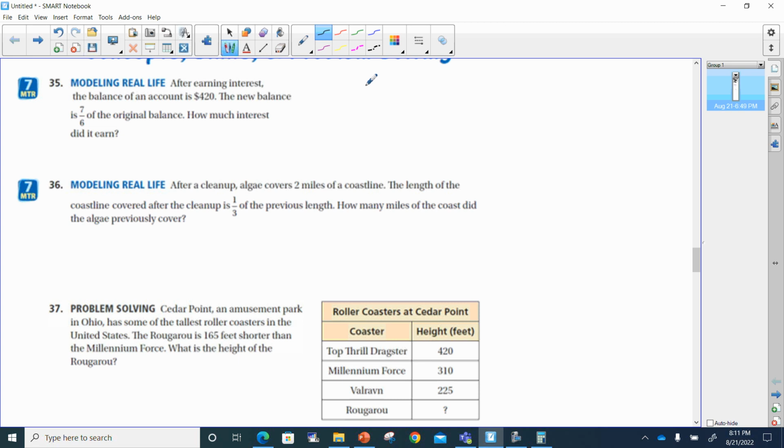Well, I know that this is going to be 420 has to equal 7.6 times x. Remember, it's 7.6 of whatever the original balance is. We're trying to find that original balance. To solve this, I'm going to multiply this side to 6 over 7.